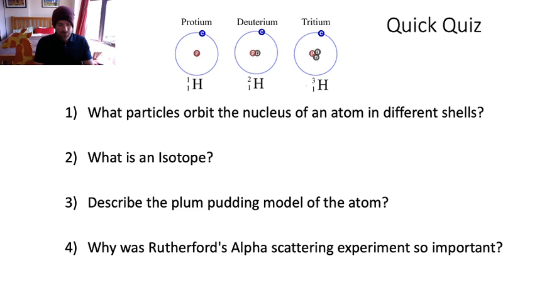Question 4. Why was Rutherford's alpha scattering experiment so important? Why was it so important that Rutherford did his experiment? What did he find out? What was so important about Rutherford's alpha scattering experiment? There's your first four questions.